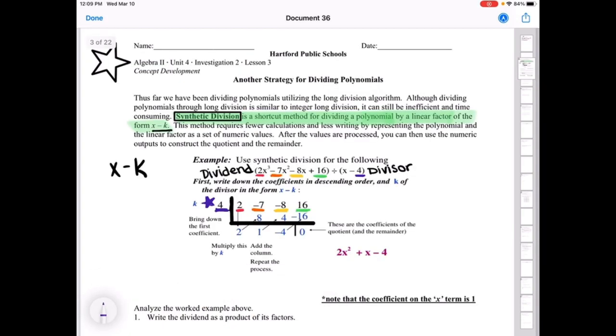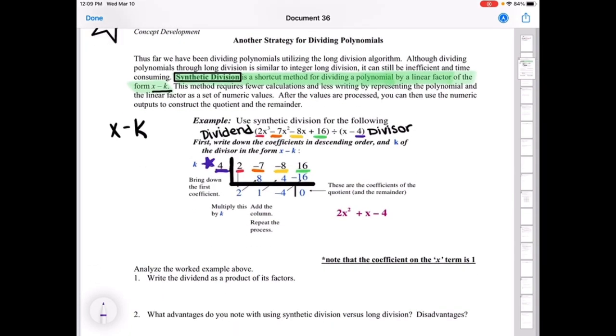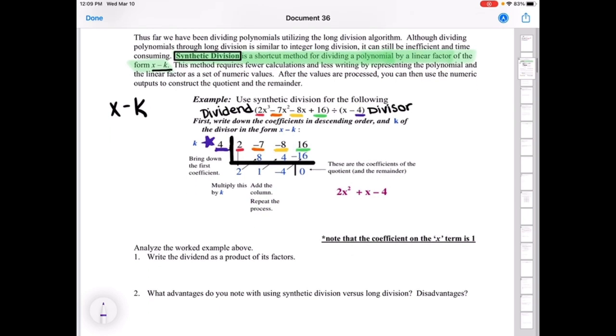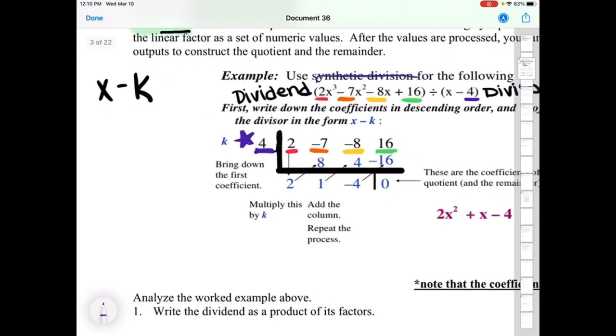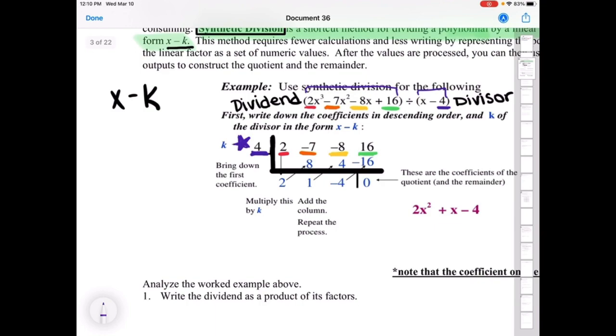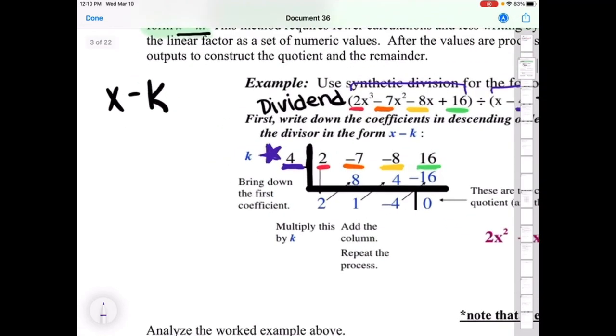Moving on to the concept development, we're going to be doing another strategy called synthetic division for dividing polynomials. It's actually a shorter method for dividing polynomials, but you're dividing by a linear factor that's always in the form x minus k. That's really important. So we have our dividend on the left here, and we have our divisor on the right here of this division problem. Our divisor is x minus 4, so it is in that x minus k form.